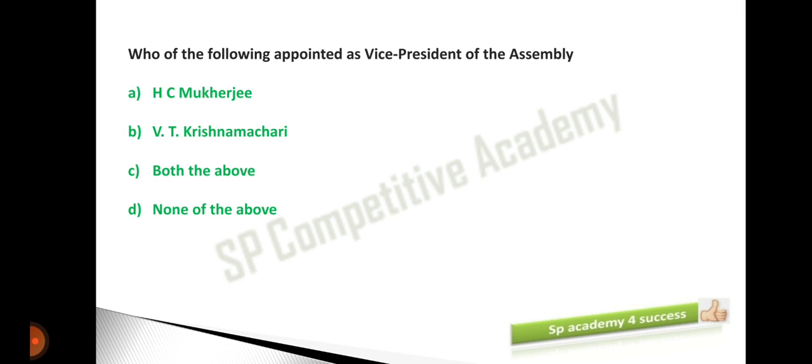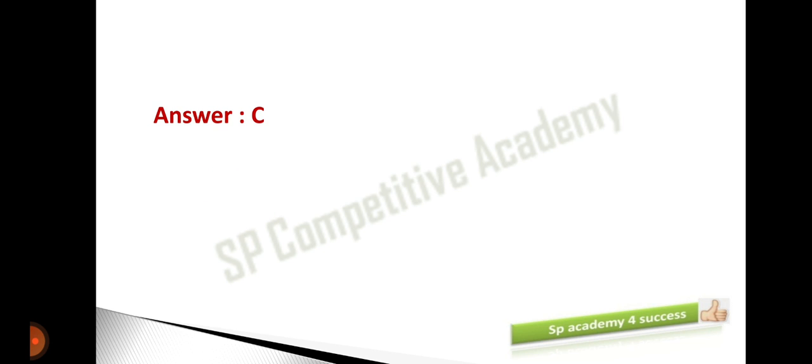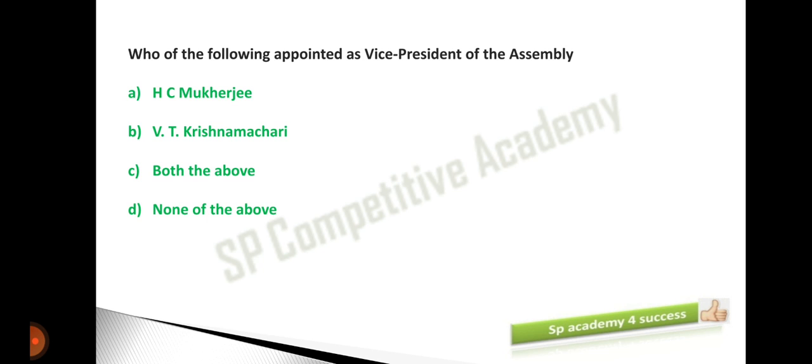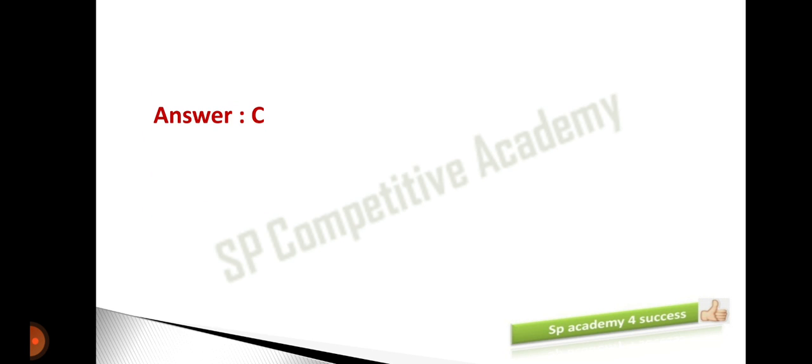Here, first I'll give the answer for this, and then we will go for the explanation. So the answer for this is C. Both H.C. Mukherjee and Krishnamachari ji were appointed as Vice Presidents of the Assembly. Now let me go for the full form and the explanation for this. H.C.